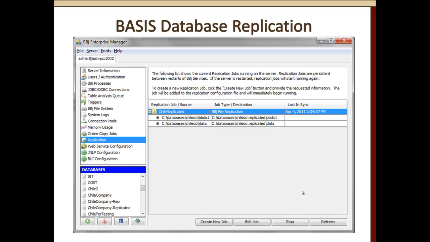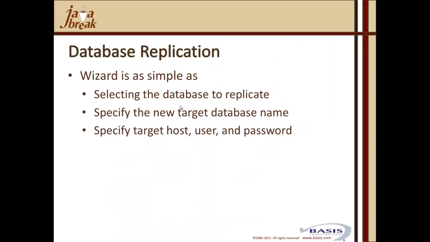So this is what it looks like. This new tab down here, Replication, is now available in the BBJ Enterprise Manager. And there you can create your jobs. Perhaps it's a database replication, and you can have multiple jobs running simultaneously. And those remote machines don't necessarily need to be up at all times. If the machine is unavailable, it'll merely pause the replication across to that machine until that machine becomes available.